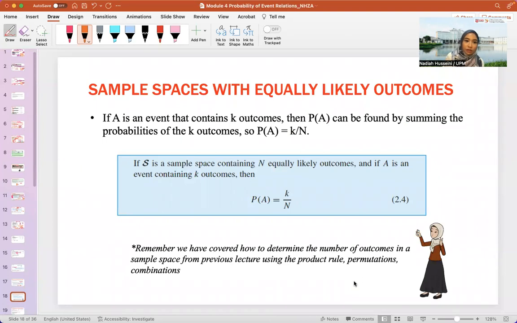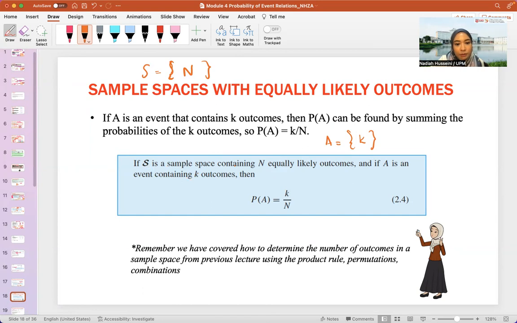Okay, moving on. Sample spaces with equally likely outcomes: if A is an event that contains K outcomes. Okay, so just now we talked about the sample space. The total number of outcomes inside is called N, right? When we're talking about event A, then the number of outcomes within event A is called K. So please distinguish between the two. N is for the total sample space. For the event, inside is K.